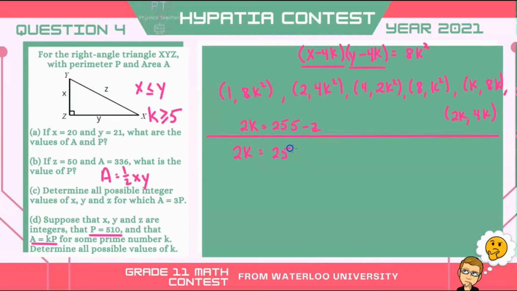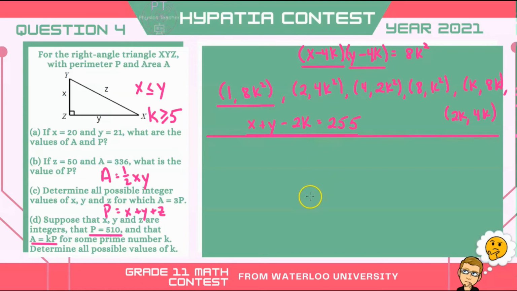Now I can go a little bit further with this, so I'll have 2k here, and then we have 255. Now because the perimeter is equal to x plus y plus z, I can rearrange for z and say that z is equal to the perimeter, which is 510, minus x minus y. And so now rearranging this equation, we can get x plus y minus 2k is equal to 255.